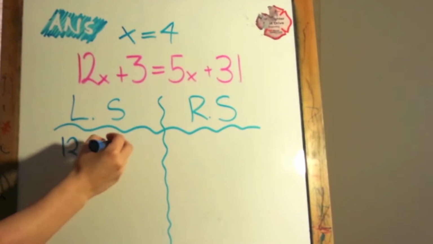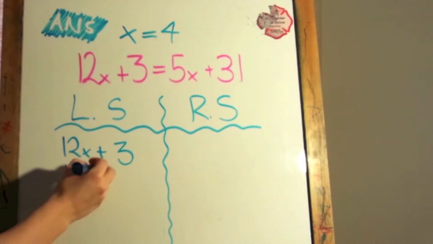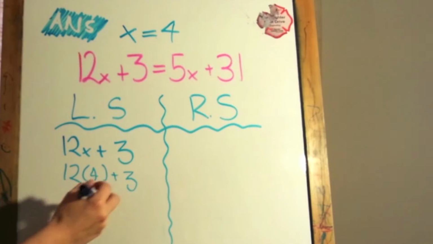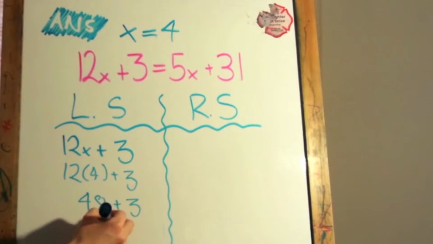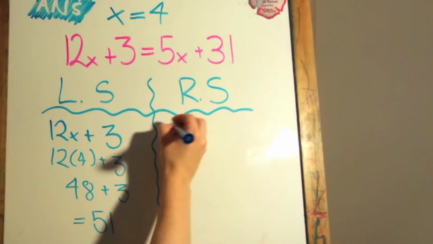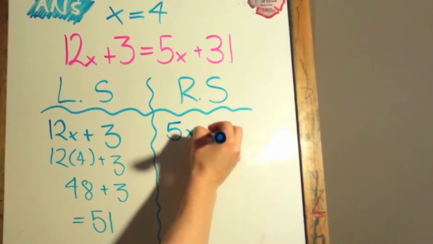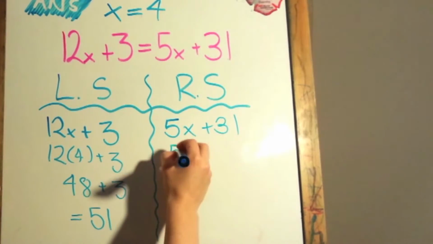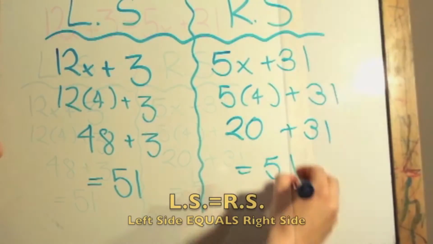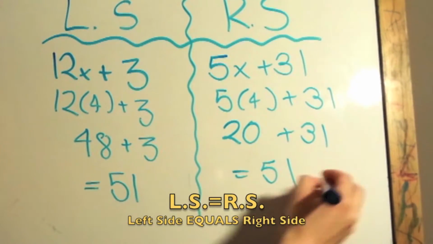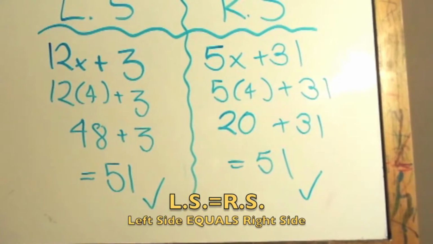To check our answer, we're going to do our left side, right side check. In this case, the left side is 12x plus 3 and the right side is 5x plus 31. So we're going to sub in our answer of x equals 4. The left side should equal the right side. If not, x is wrong. Our answer x equals 4 is correct, since left side equals right side.